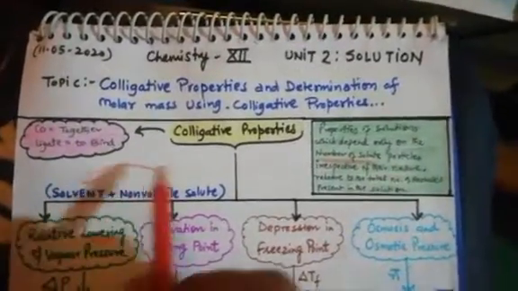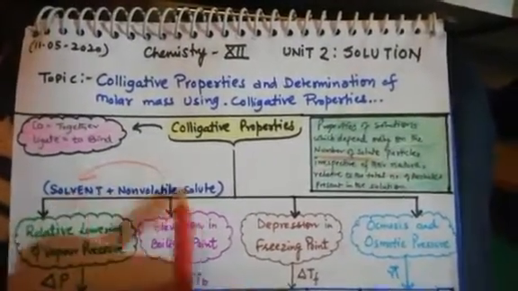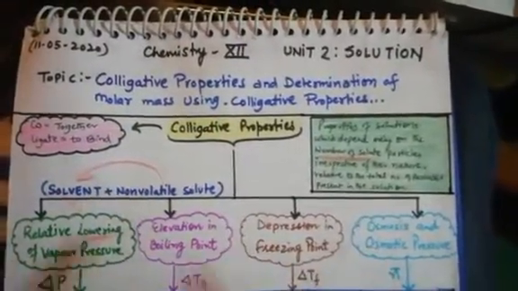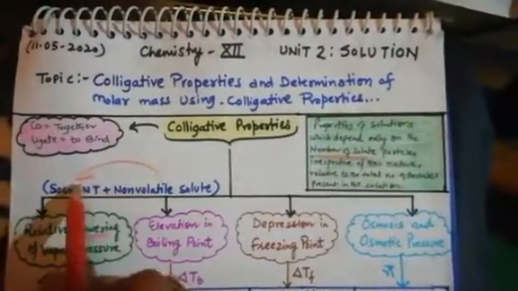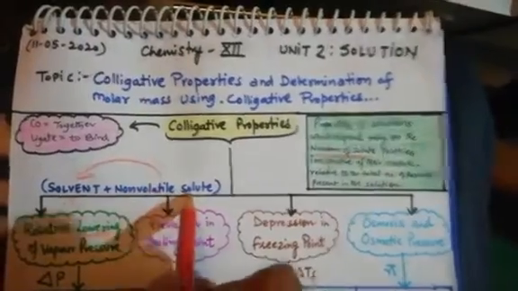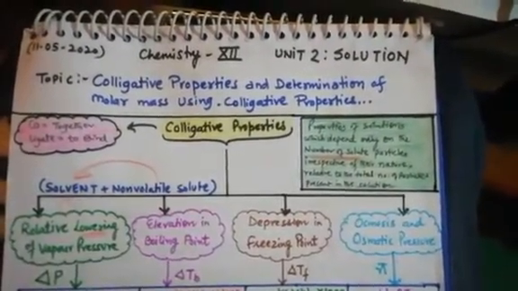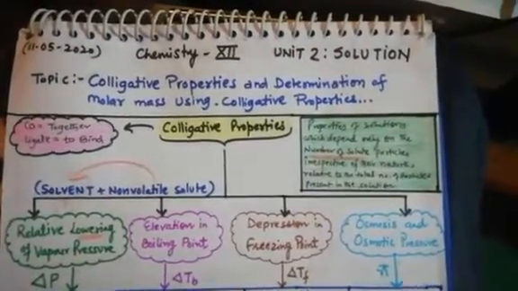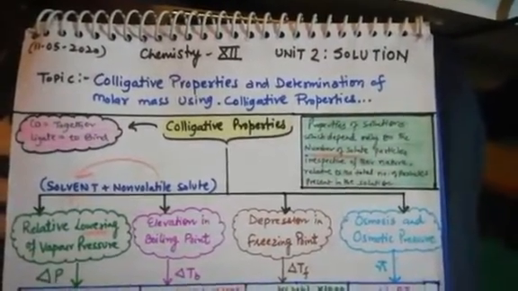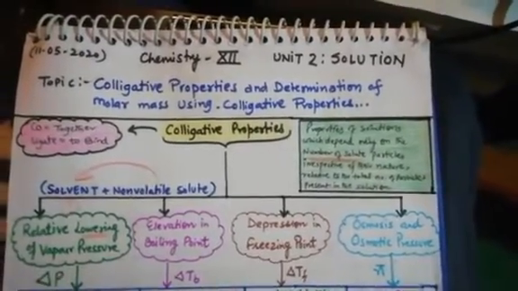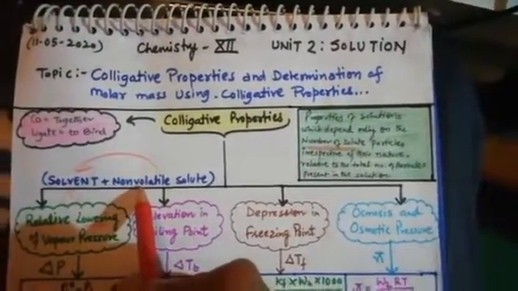As we know, a solution is made up of solvent and solute. In particular, for all four colligative properties we are discussing, there is a non-volatile solute inside the solvent. Now what is a volatile and non-volatile solute? We already discussed in the previous topic: volatile solutes are those where the solute is itself a liquid which dissolves in the solvent, and other than liquid, solutes can be solid or gas. Those kinds of solutes are known as non-volatile solutes.